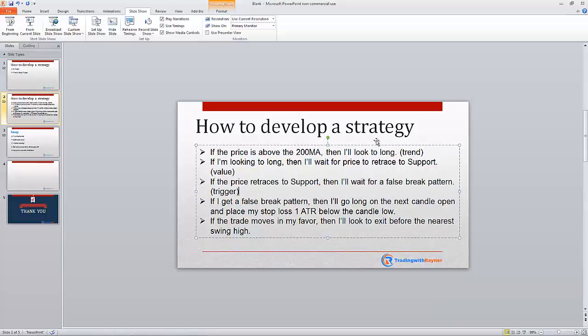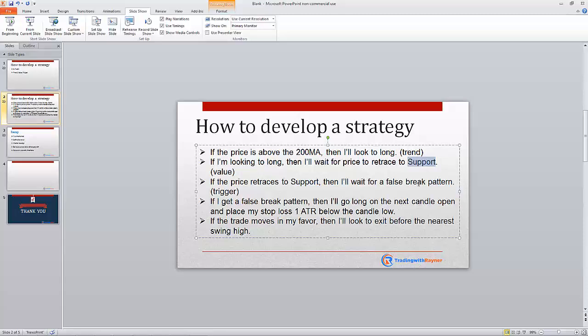So you can see that using this template, there are definitely things that you can modify. For example, maybe you don't want to use the 200 MA, you can use, say, the 300 period moving average, or the 100 period moving average. That is up to you. Maybe you don't want to trade off support. You want to trade off a trend line. Or maybe you want to trade off pivot points, or Fibonacci. Maybe you want to trade off, I don't know what.